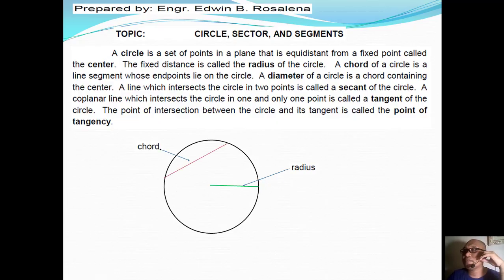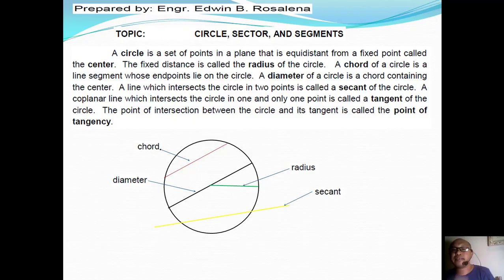So we have here the chord. Then we have here the diameter. And then we have here the secant. So we have the tangent. And then we have the point of tangency. Okay.